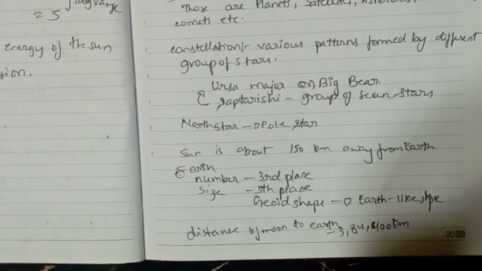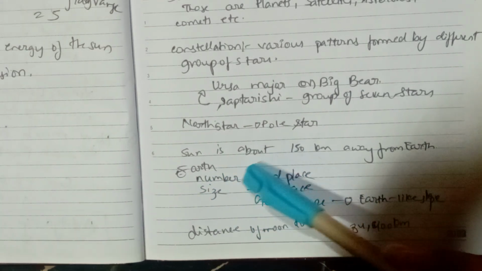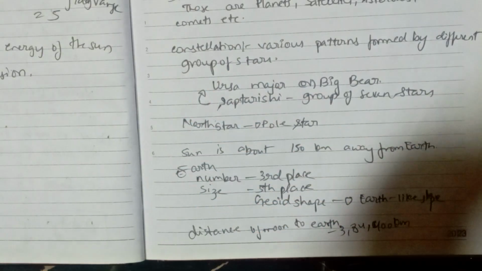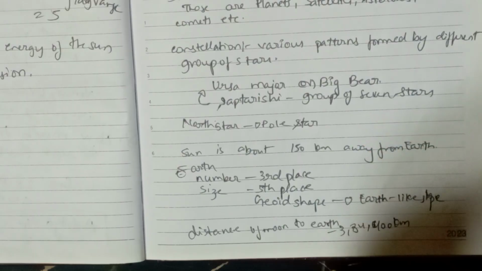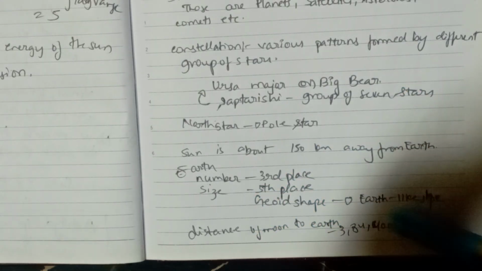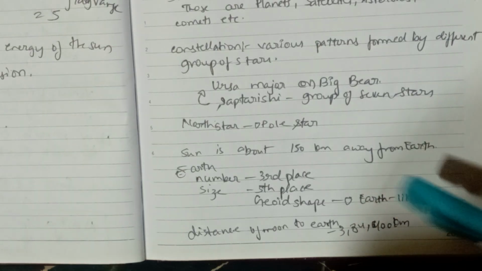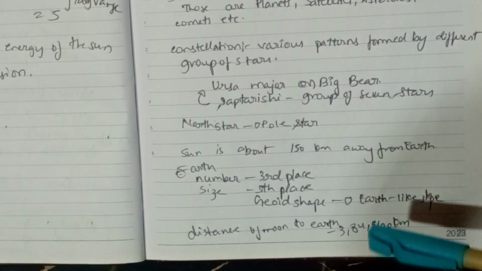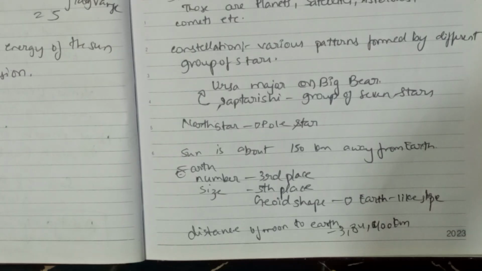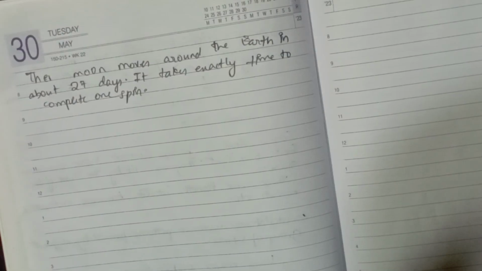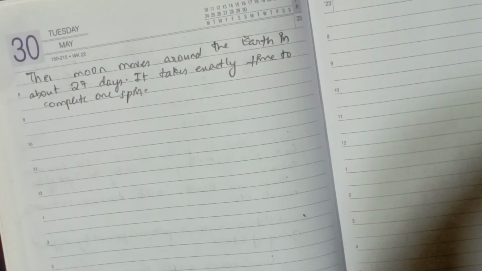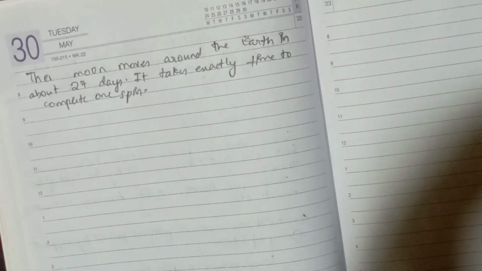Sun is about 150 million km away from Earth. Earth is in 3rd place from the sun, but if you see Earth size wise, then it is in 5th place. You have to remember this. And Earth's shape is geoid shape, which means Earth-like shape. Distance of Moon to Earth is 3,84,400 km. The Moon moves around the Earth in about 27 days. It takes exactly the same time to complete one spin.